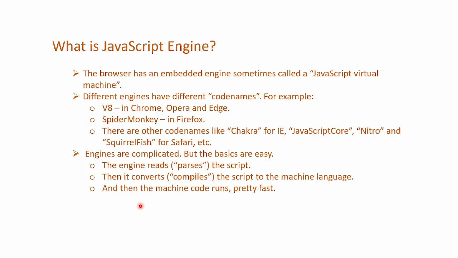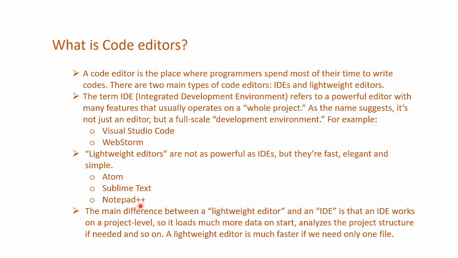Okay. Now let's go to the next topic, and that is, what are code editors? Code editors are the place where programmers spend most of their time writing code, right? It's a fact. There are two main types of code editors. One is called IDE, that is, integrated development environment, and the other is lightweight editors. An IDE refers to a powerful editor with many features that usually operates on a whole project. As the name suggests, it's not just an editor but a full-scale development environment.